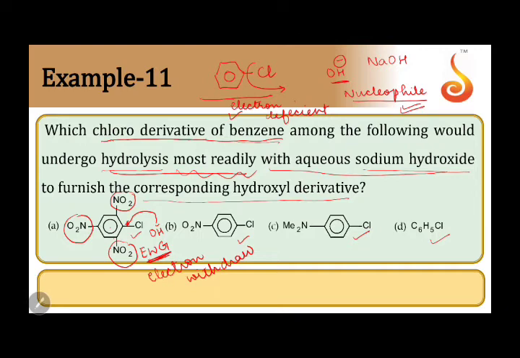Comparing it to option B, we have one NO2 group, one electron withdrawing group. The effect of electron withdrawing is less here. Comparing to our option C, we have an electron releasing group. Due to plus M effect, NMe2 acts as an electron releasing group. Therefore, this compound is reluctant to undergo this type of reaction.